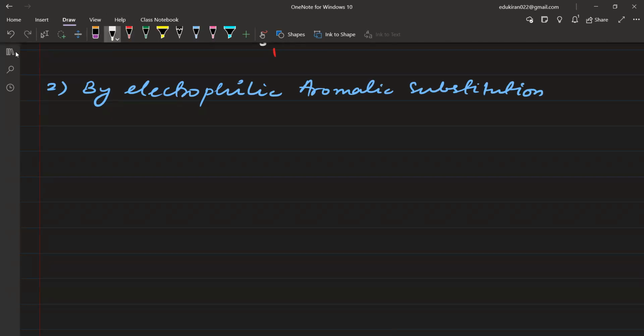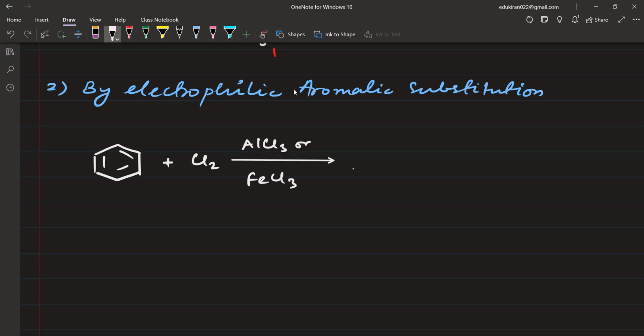Now, in your 11th standard, you have already done the chlorination, bromination of benzene ring. This is the same reaction. Benzene plus Cl2 in the presence of a catalyst. You can use AlCl3 or FeCl3. Which is going to give you 1 chlorine here.